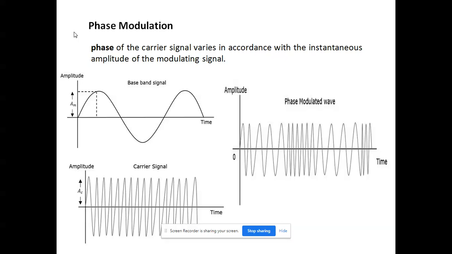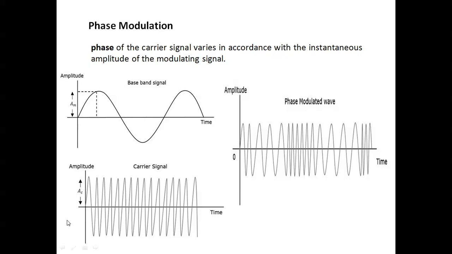So, see that in phase modulation, the baseband signal is the amplitude signal, the input signal. It is a sine wave, shown in the diagram. Then the carrier signal is shown in the diagram, and similarly the modulated output is shown here. The phase of the carrier varies in accordance with the instantaneous values of the modulating input signal. In the previous frequency modulation, the frequency of the carrier was varied. Now the phase of the carrier is varied according to the amplitude of the modulating signal.